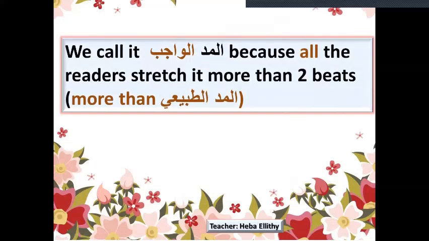We call it الواجب because all the readers stretch it more than 2 beats, more than المد الطبيعي. So no one read it with قصر, no one read it 2 beats. قصر means 2 beats. No one read it 2 beats in all the readers. And remember, what we explain, it's riwayah from Prophet Muhammad sallallahu alayhi wasallam. This is how it's come from Prophet Muhammad sallallahu alayhi wasallam. We don't do anything, it's not from this riwayah.